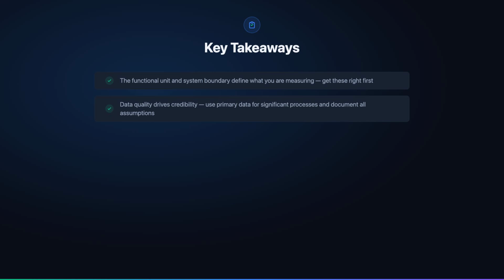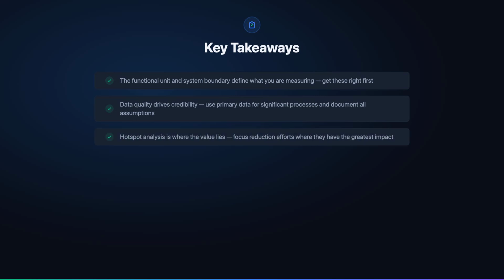Second, data quality determines the credibility of your carbon footprint. Use primary measured data for the processes that contribute most to the footprint. Document all assumptions, data sources, and estimation methods. Transparent methodology builds stakeholder confidence in your results.